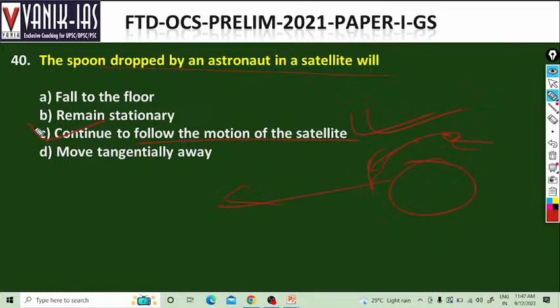So C is the answer, inertia of motion, because it is the property because of which a body does not change its state of motion or state of rest unless an external force is applied. So when a satellite moves, there is no external force, right? Both move around the earth or the planet. So the spoon will also continue to move around the planet.